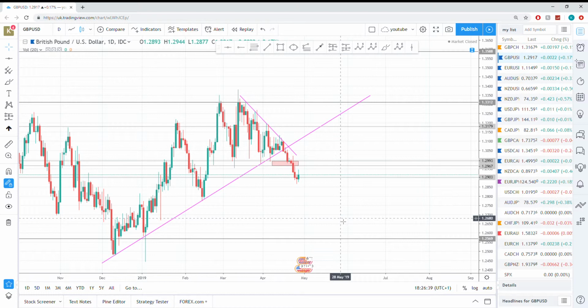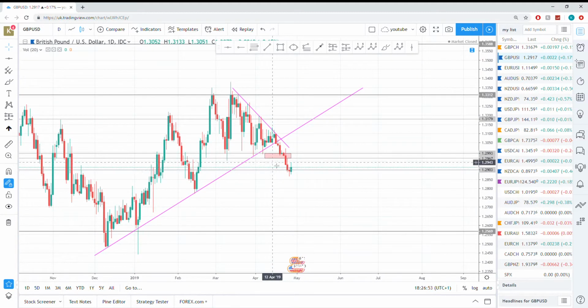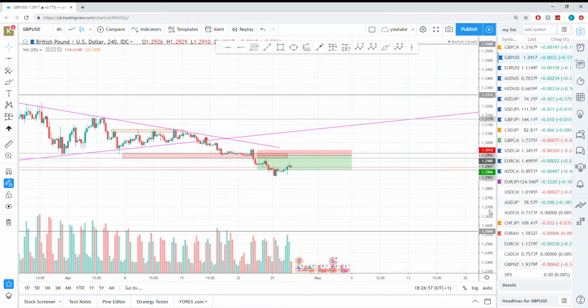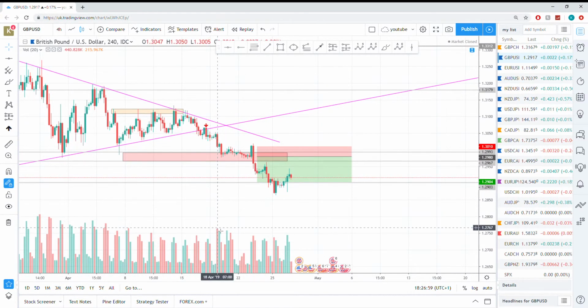We're looking at pound USD, and just looking at the daily time frame, we can see that we have broken our upwards momentum channel, our upwards trend, and we have now broken and suppressed our zone. So let's take it down to a 4-hourly and see what we predicted from last time.